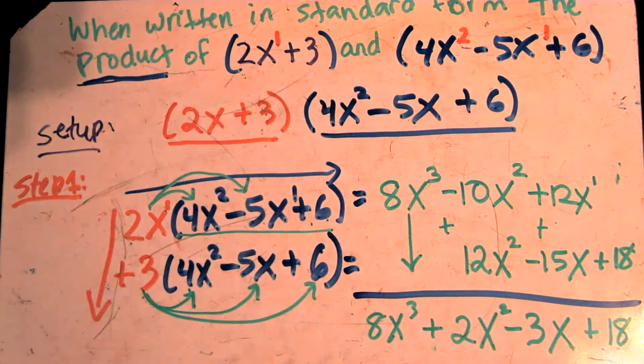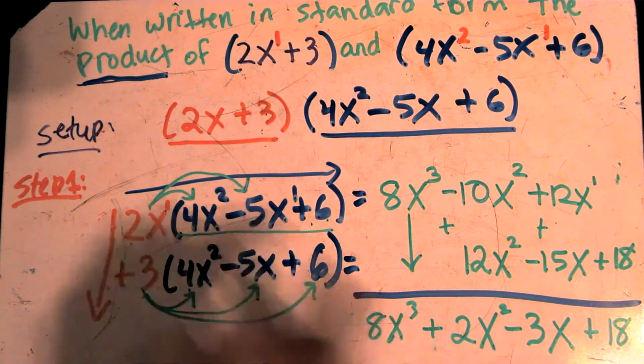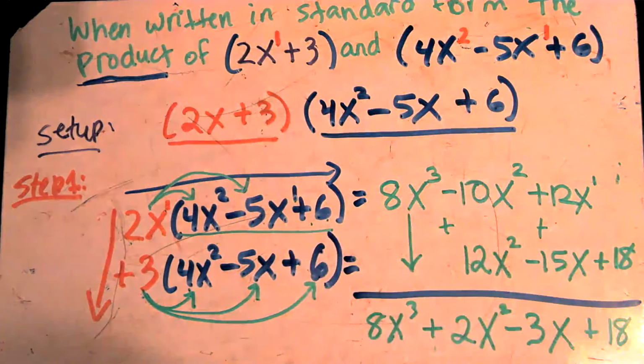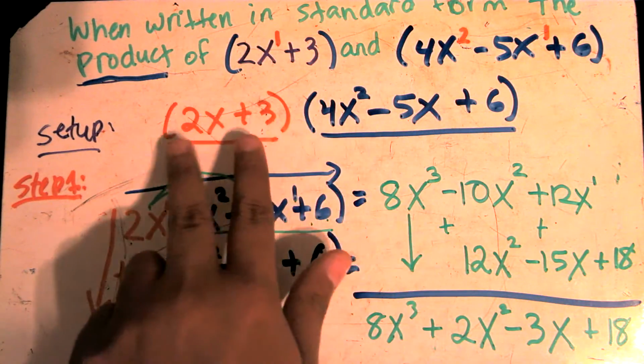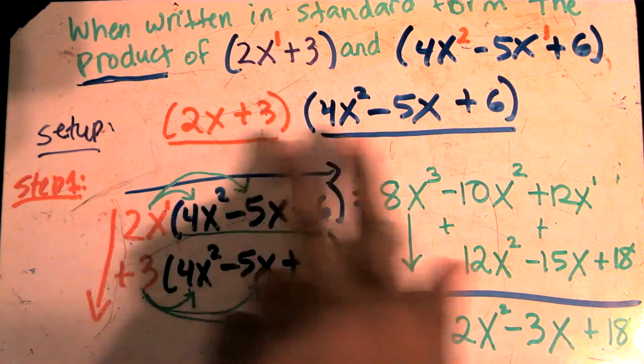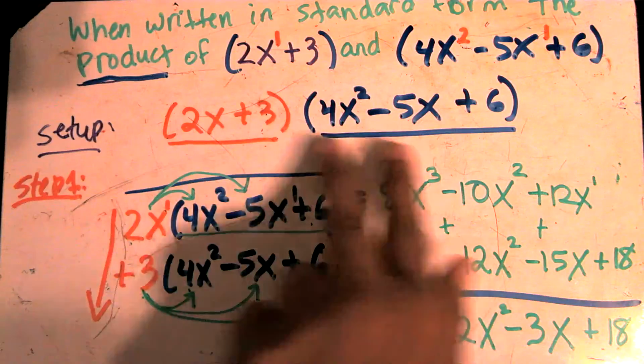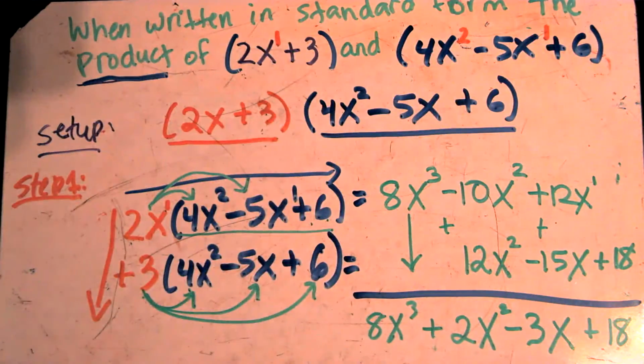Hopefully the color coordination does help a bit in how we multiply a binomial with a trinomial. It's the same format if you were multiplying two binomials. So two polynomials, each of them having two terms, would follow the same format.